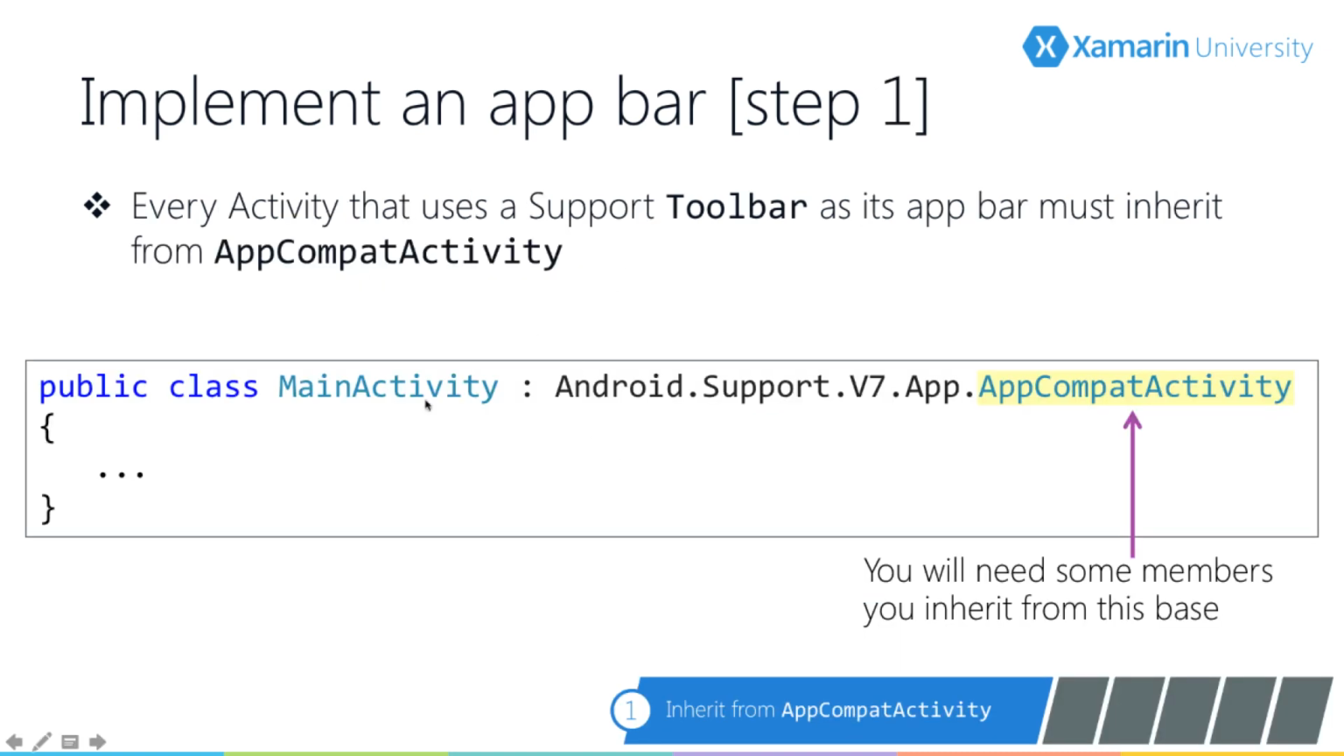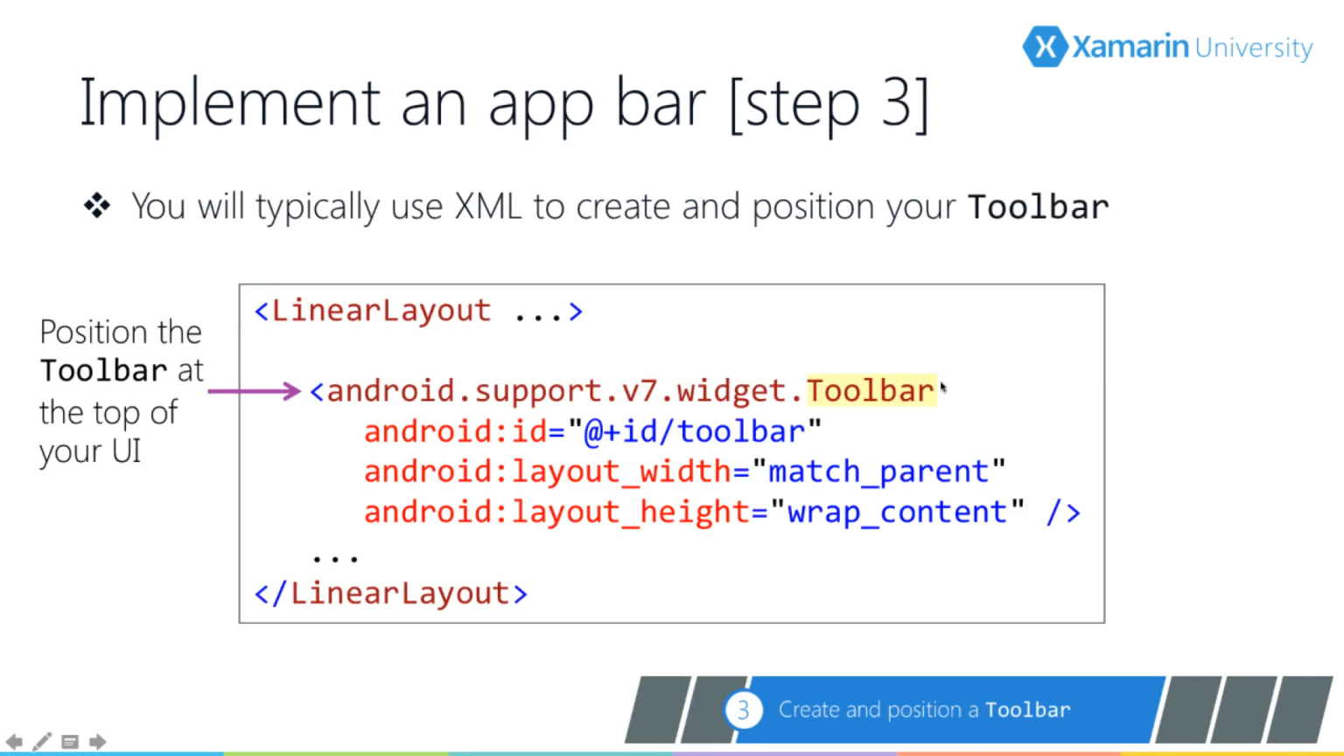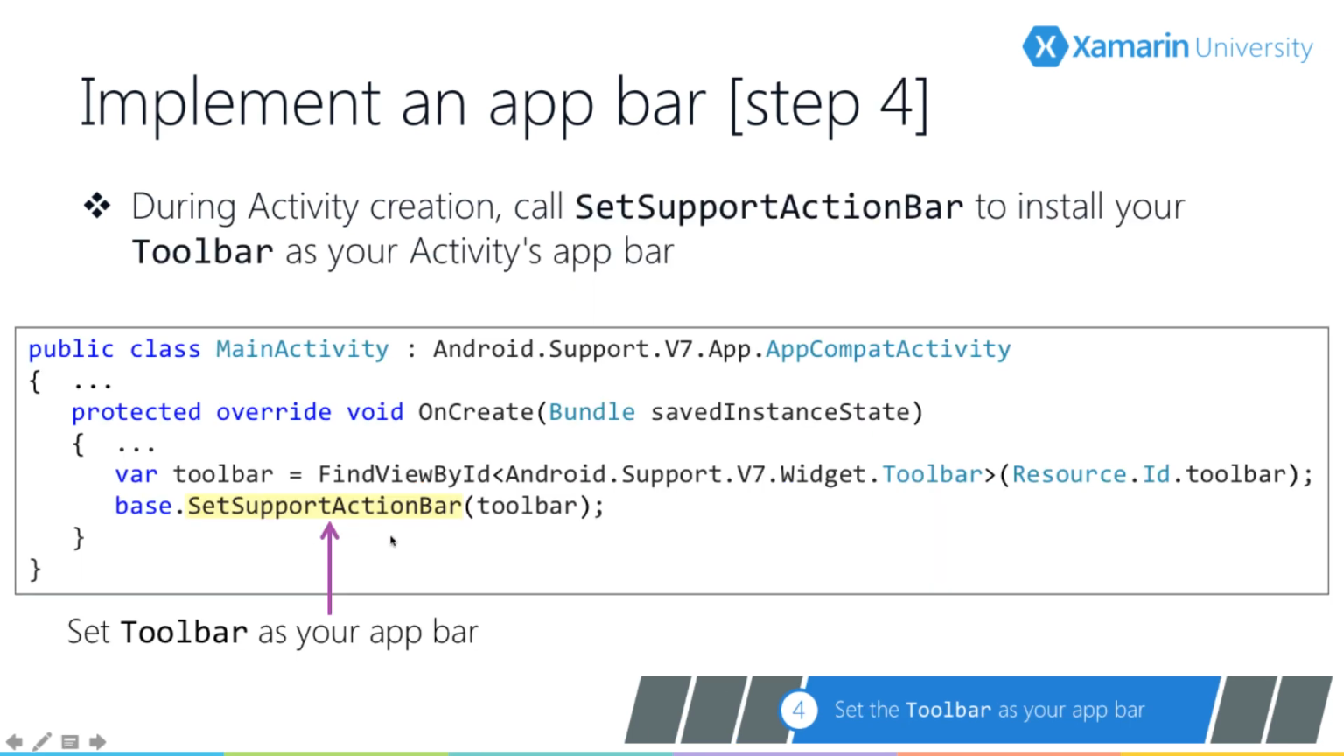First one is really straightforward. All your activities just switch to this base class right here. Second is also pretty straightforward. Choose one of the themes that does not install an action bar by default. Create a toolbar object. It is your responsibility to position it in the standard location at the top of your UI. Here's the call to set support action bar.